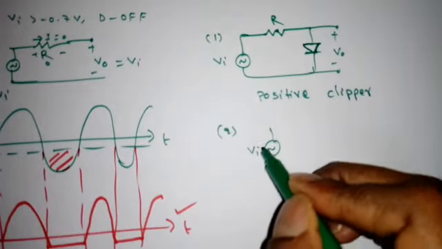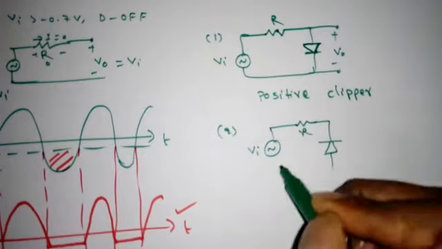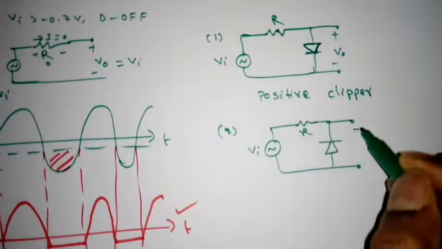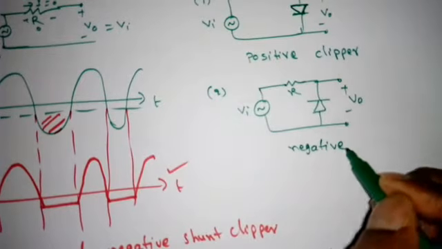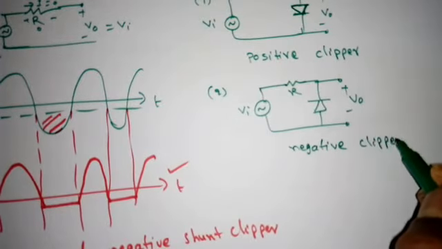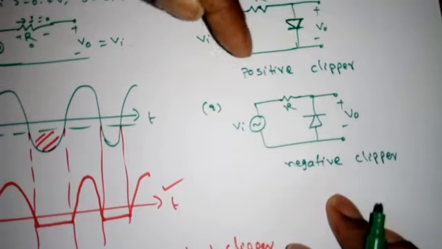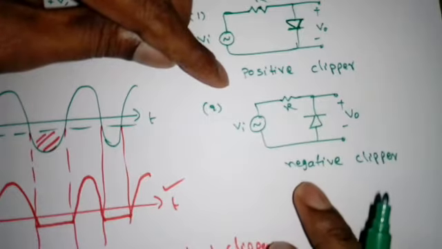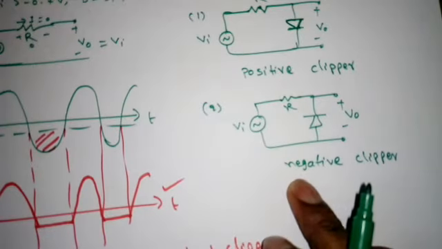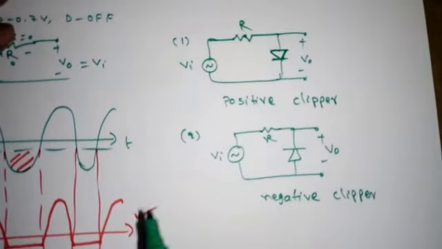So this is again Vi, resistor R. So when I reverse the diode, what we will get? We will get negative clipper. So don't remember the circuit, just remember: if the arrow is looking downward, it will clip the positive portion. If the arrow is upward, it will clip the negative portion, right, or negative clipper. So just remember the operation.